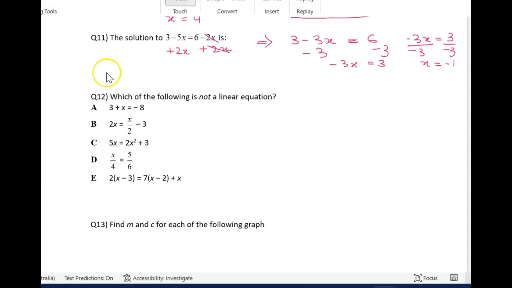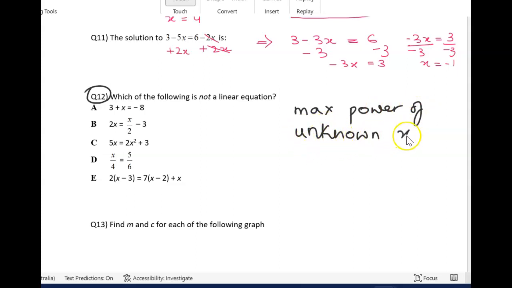So question 12 is asking you which of the following is not a linear equation. Okay, not a linear means it doesn't make a straight line graph, so you will not get a graph like this. Okay, that's what linear means. So I've told you that for a linear graph the maximum power of x has to be 1. Okay, so maximum power of unknown x or y is 1.